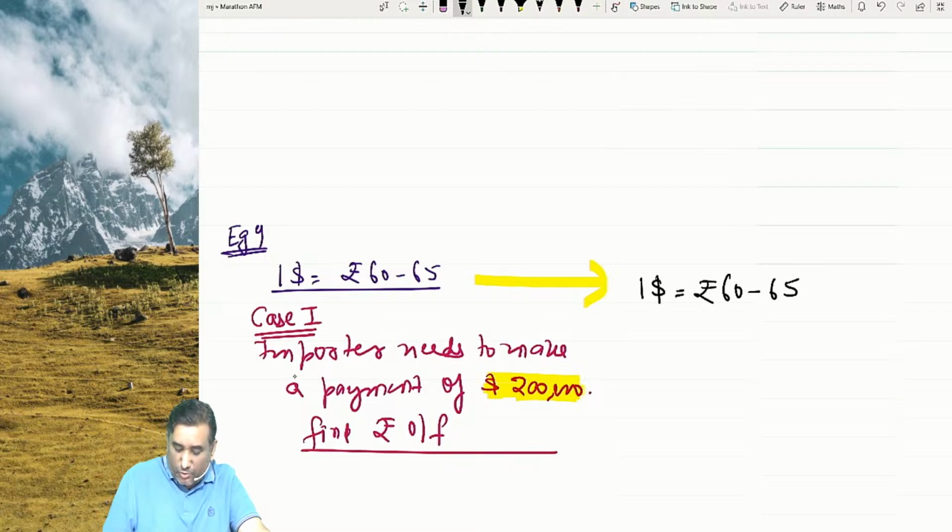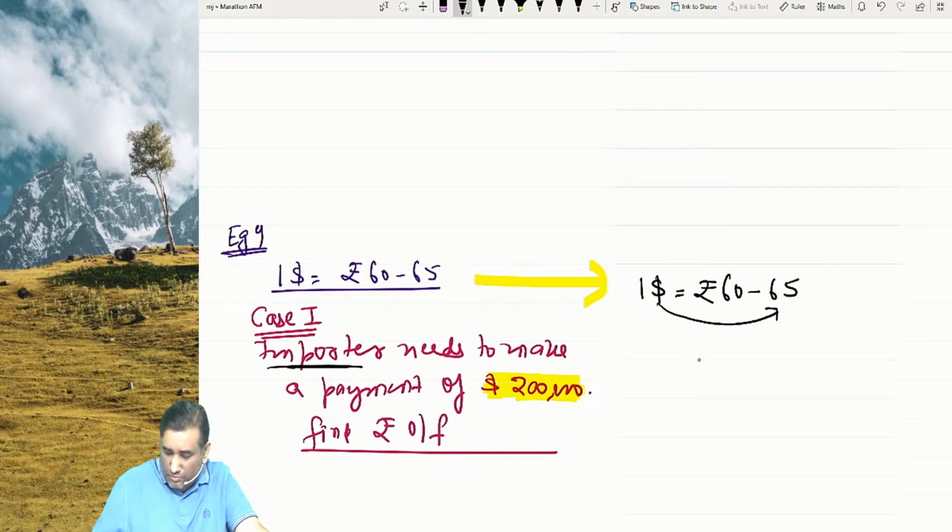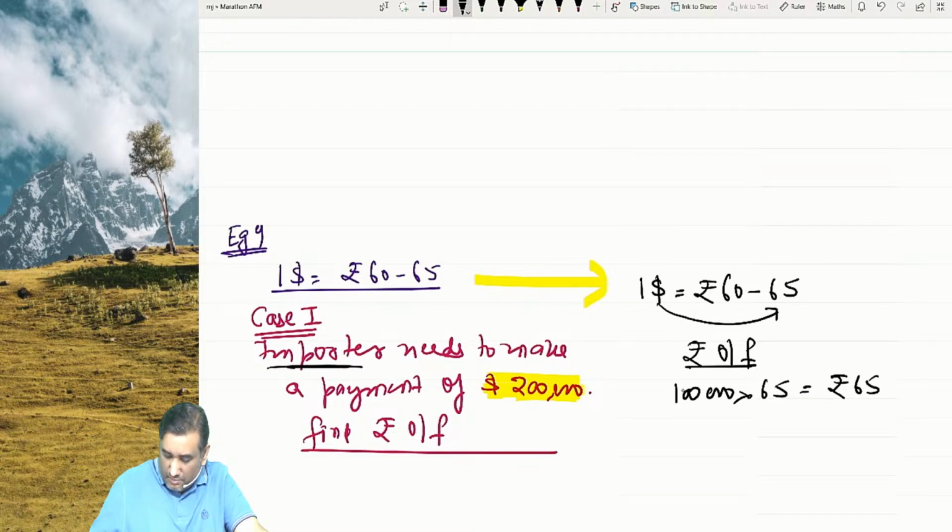Now in the importer case, will the importer buy or sell? Importer will buy. Bank will sell. If I am selling, which rate to apply? Sell rate, ask rate or selling rate, 65. So rupee outflow. How much do we get? 1 crore.